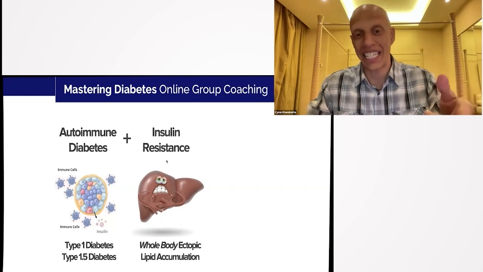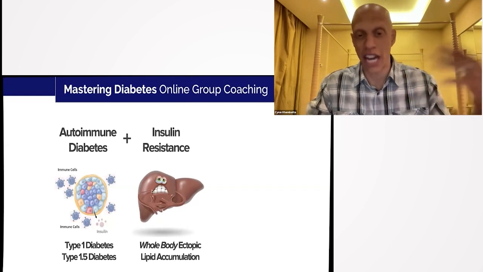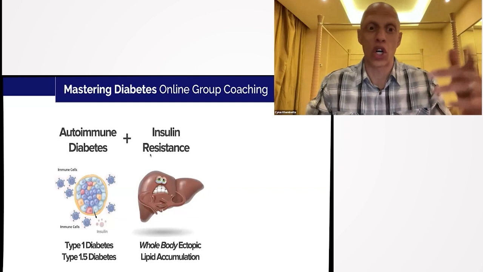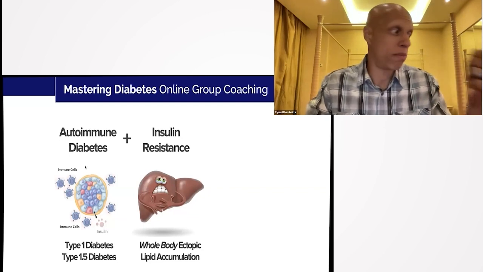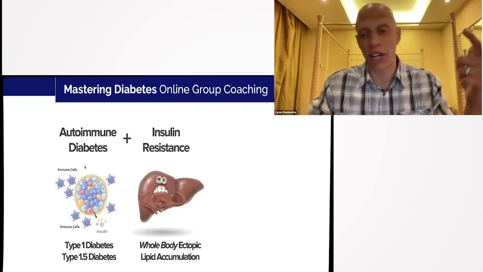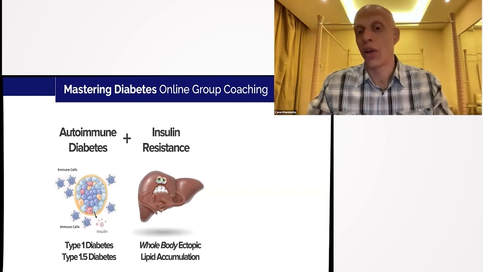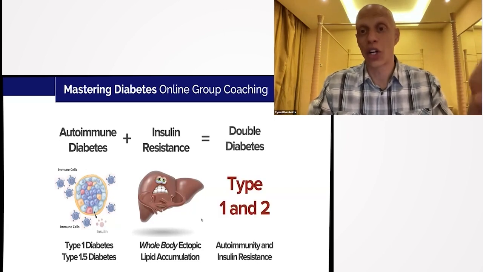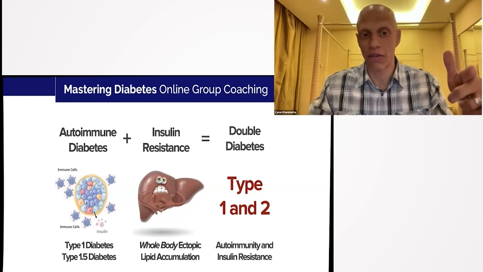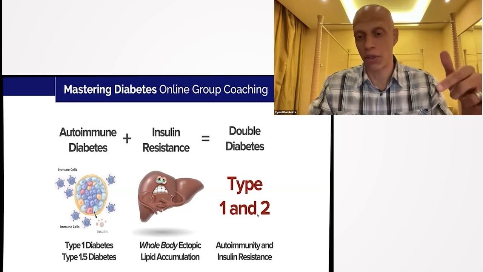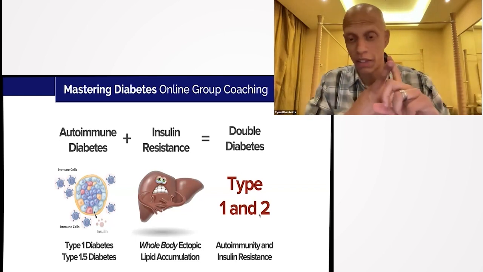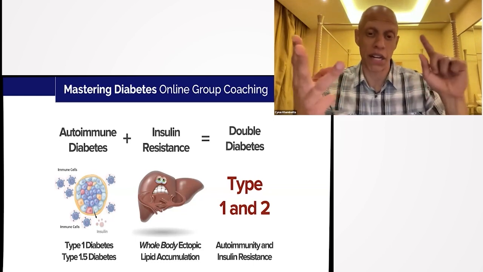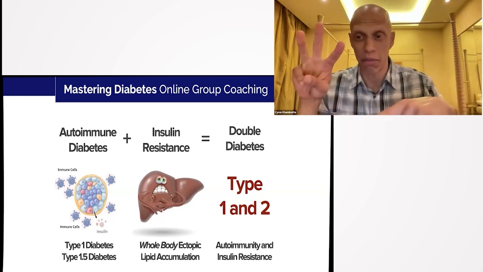If you add into that insulin resistance, which is the saturated fat accumulation that causes lipid accumulation inside of your liver and your muscle and your adipose tissue, this means that you are now living with double diabetes, which again is the presence of type 1 diabetes, autoimmune diabetes, and the symptomology of type 2 diabetes, which means that your liver is negatively impacted, your muscle is negatively impacted, and your adipose tissue is negatively impacted.